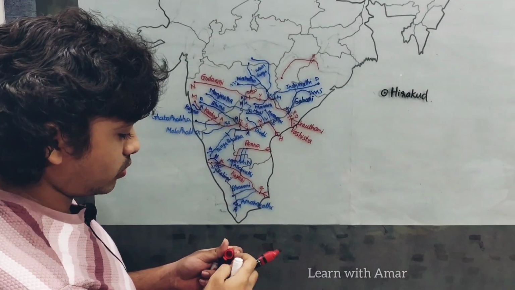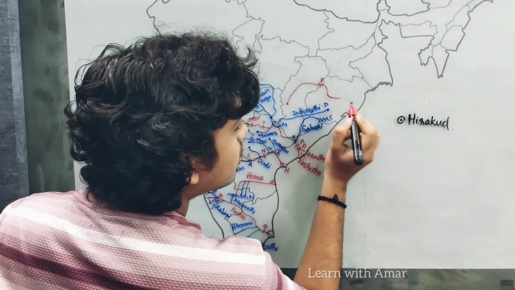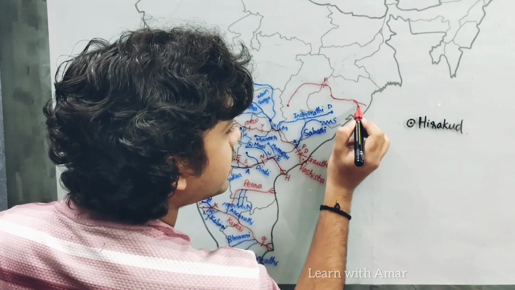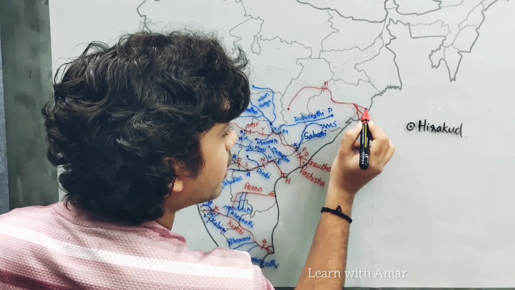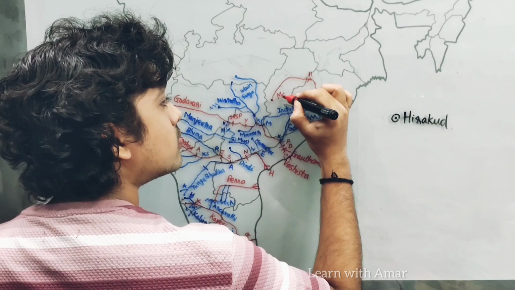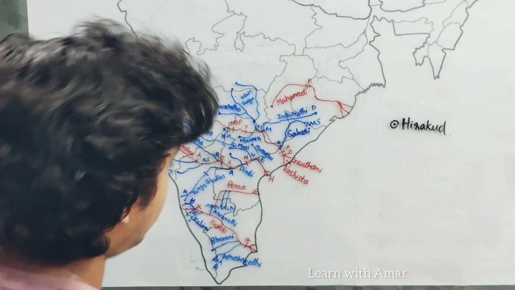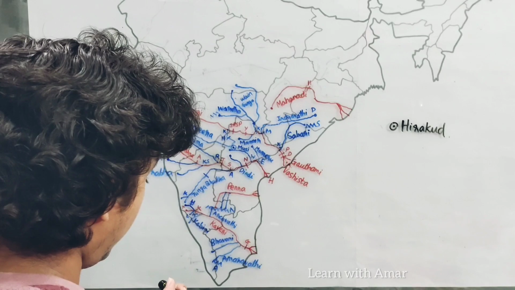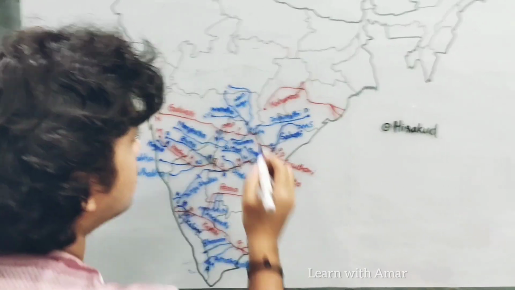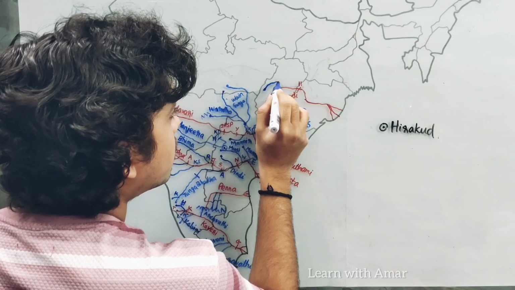Okay, now moving on. In Odisha, it empties into the Bay of Bengal. So this is river Mahanadi. We have a major tributary of Mahanadi here. This is Shivnath, river Shivnath.